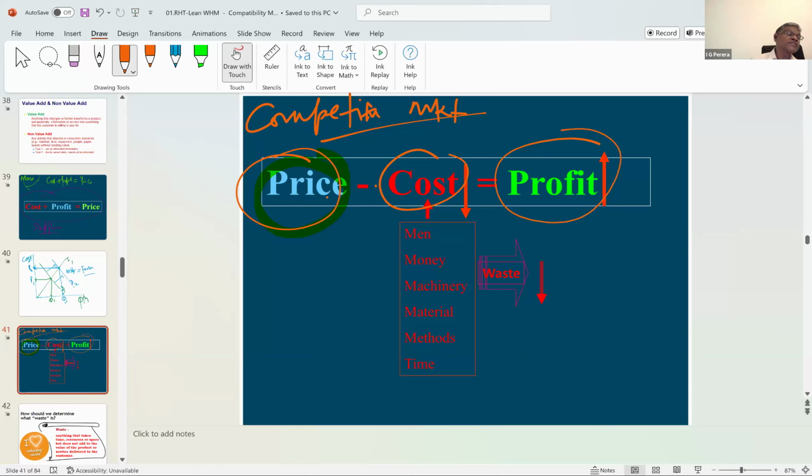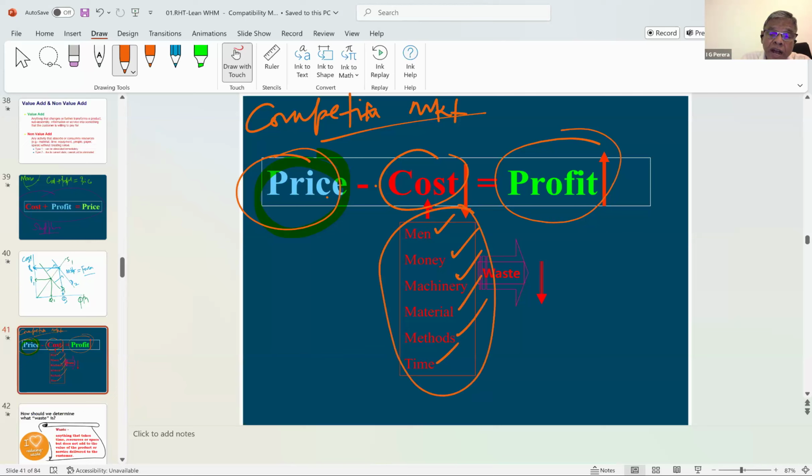these cost elements are sometimes greater than the revenue, greater than the price. Then a negative profit comes. So what are these cost elements? These cost elements are the inputs to that particular process. Annually, annual salaries have to be paid. Money charges have to be paid. Machinery charges, material, machine breakdowns, methods, time management.